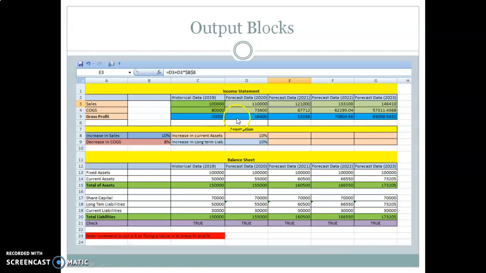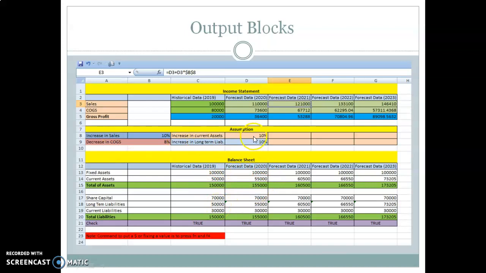And again and again we need not put the formula. Here we have put the formula, and if we drag the formula till here, then automatically the results will come, outputs will come, right? In the same manner, we have to do it for the balance sheet, right?